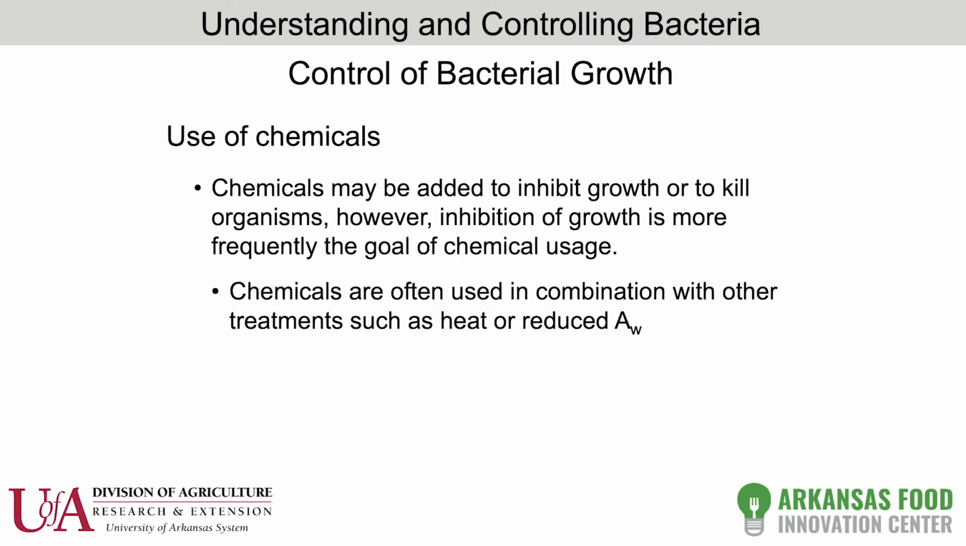Chemicals may also be added to food products to limit bacterial growth. While it is possible to add chemicals that kill any organisms present, not just limit their growth, this is a much less common practice. In order to assure the maximum bacterial control, chemicals are often used in combination with other control methods, such as heat or reduced water activity.